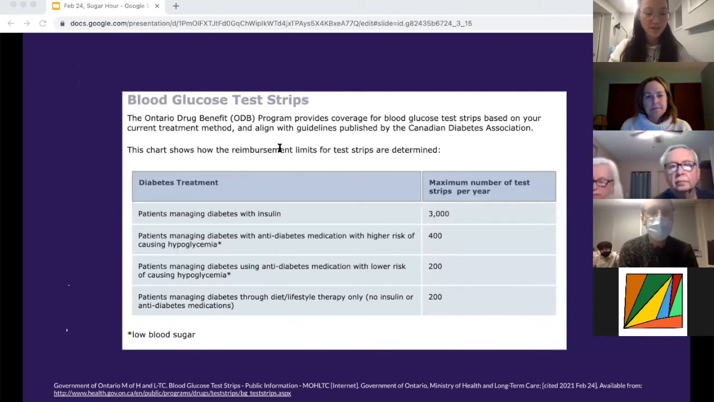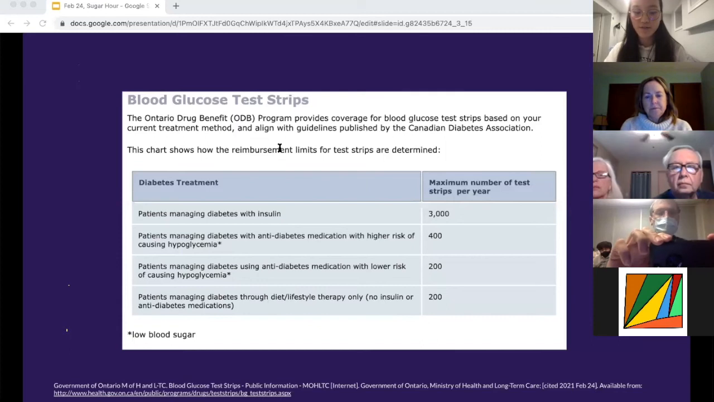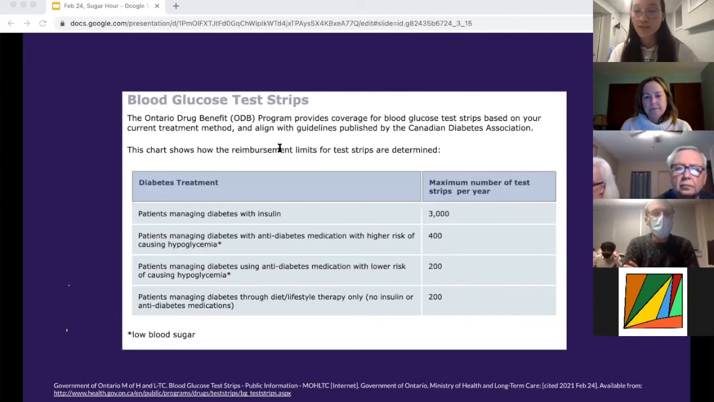Yeah, and so here is what I got from the Government of Ontario website, in terms of coverage for the test strips that you use with the glucometer. If you're managing your diabetes with insulin, then you get coverage for $3,000 per year. If you're managing it with just diabetes medications and you have a high risk of hypoglycemia, which means you're at risk of getting low blood glucose levels, then you get up to $400. If you're at lower risk, around $200. And if you're using lifestyle and therapy without insulin or diabetes medications, then you get up to 200 test strips per year.